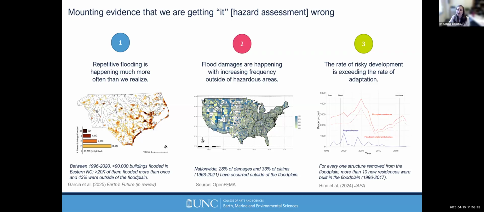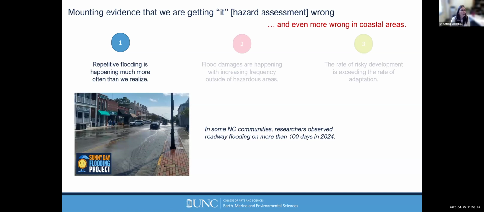And then finally, the rate of risky development is exceeding the rate of adaptation, particularly in coastal areas. Some work that we did in North Carolina suggested that for every one structure that we bought out, or removed from the floodplain, more than 10 structures have been built in the floodplain, and particularly residential structures. And I would argue that we're getting it even more wrong in coastal areas.